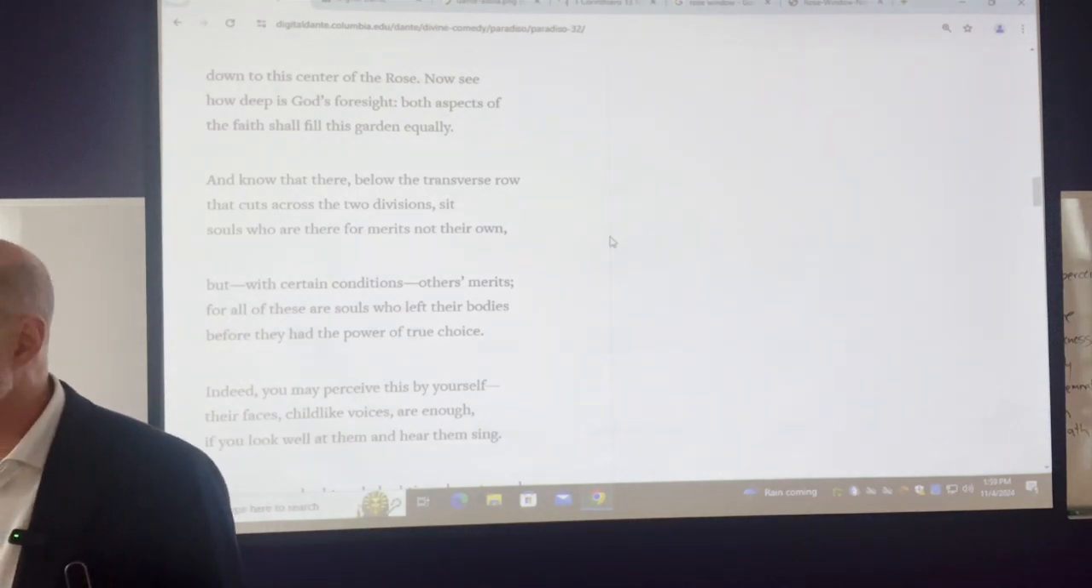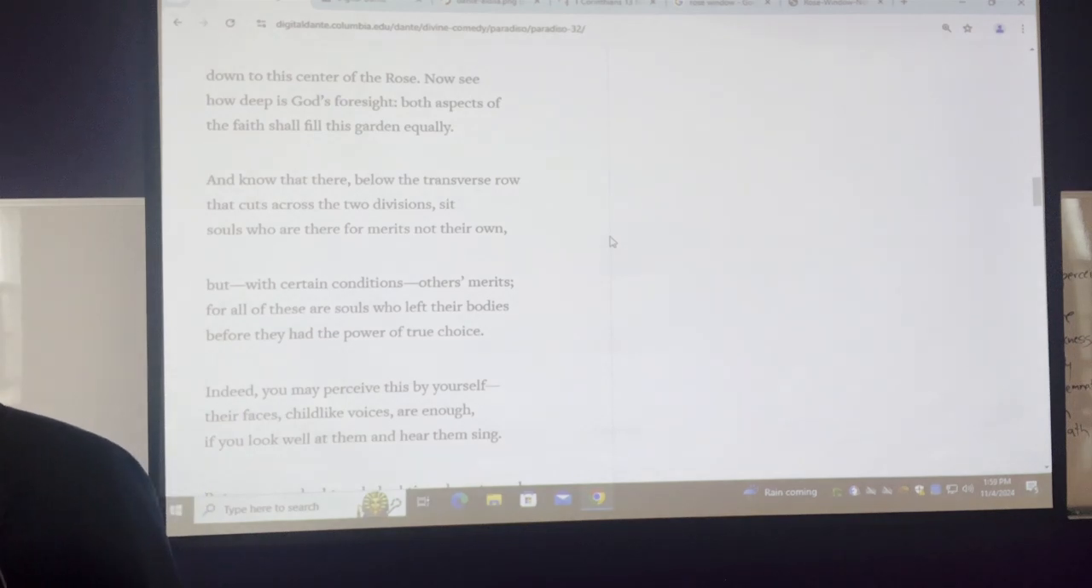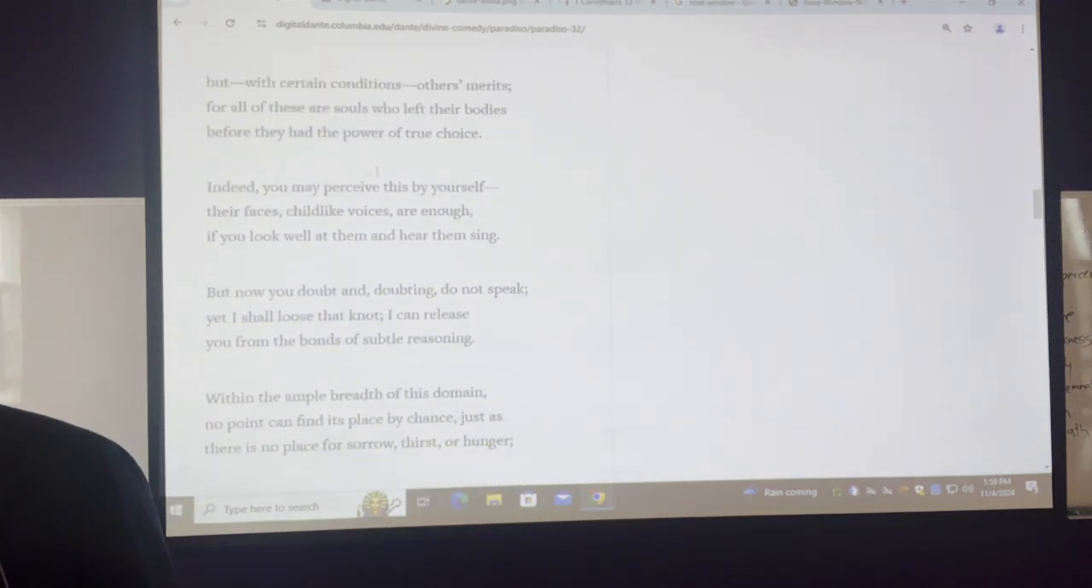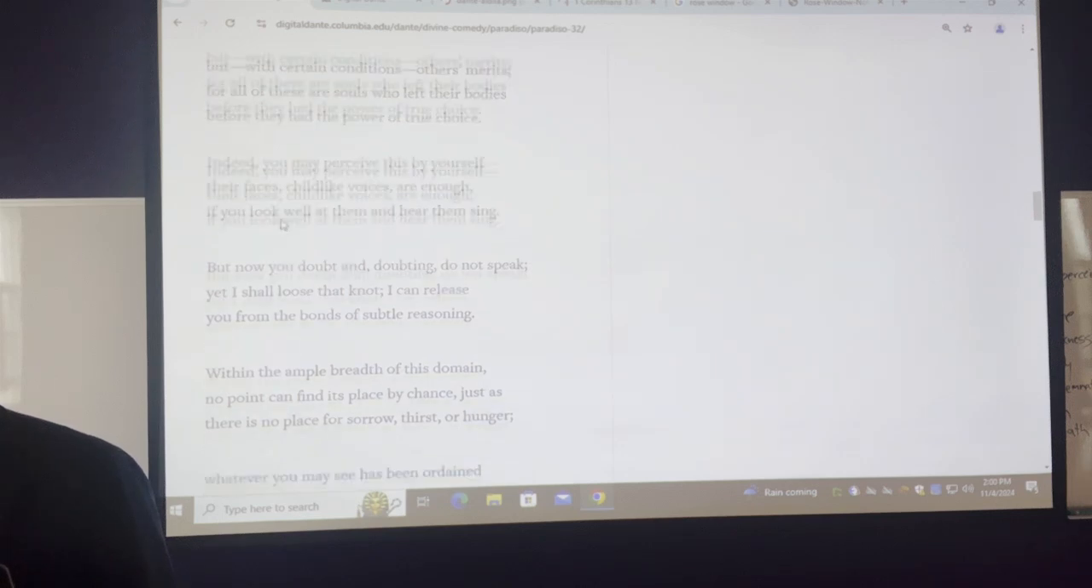there for merits not their own, but with certain conditions, others' merits. For all of these are souls who left their bodies before they had the power of true choice.